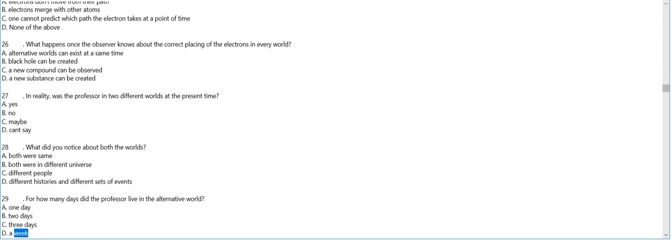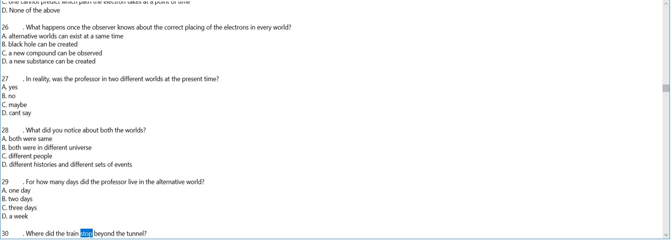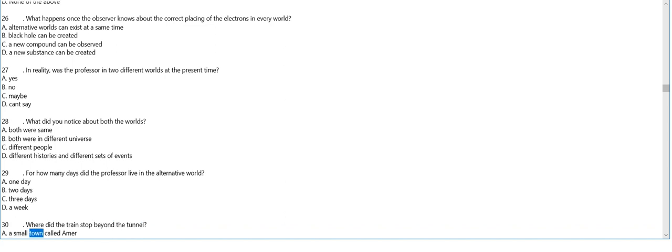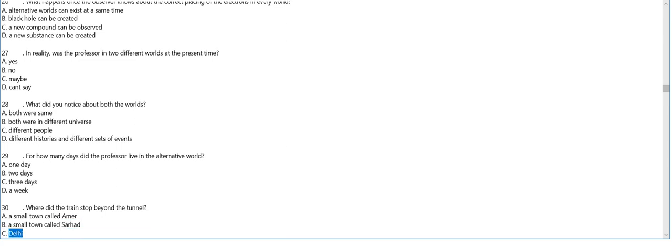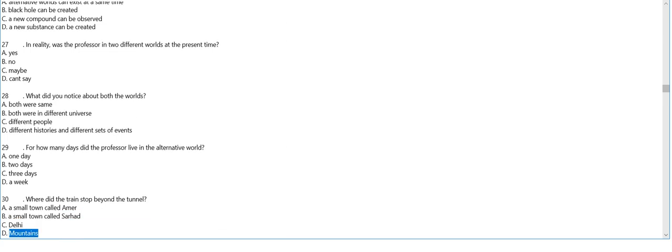D. A week. 30. Where did the train stop beyond the tunnel? A. A small town called Amur. B. A small town called Sarhad. C. Delhi. D. Mountains.